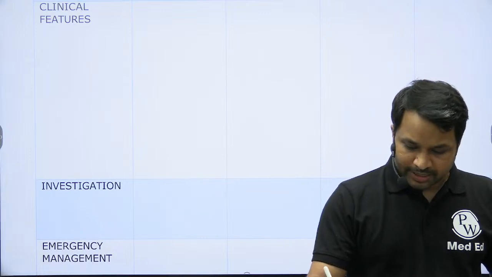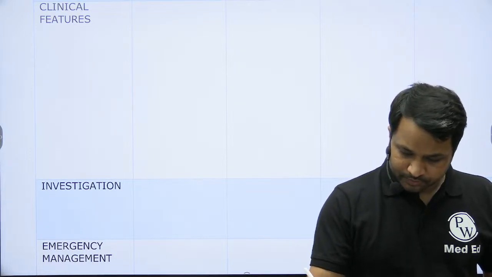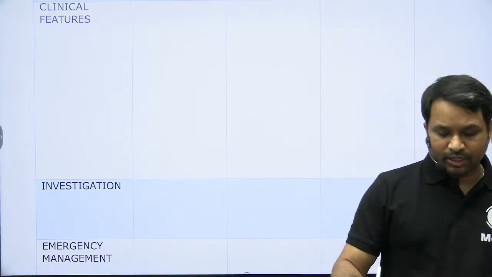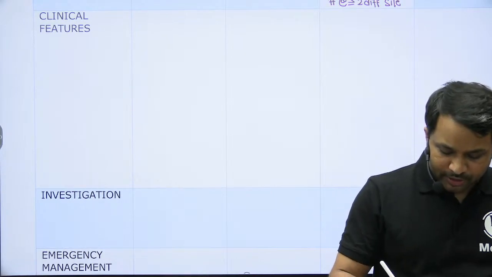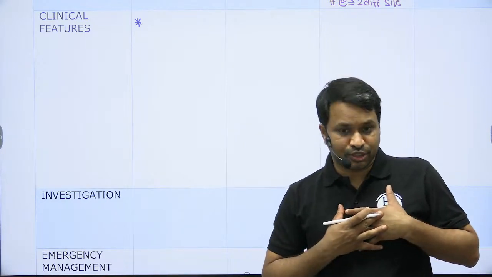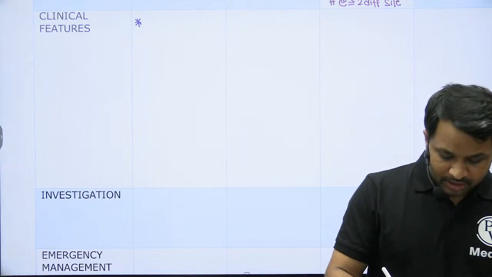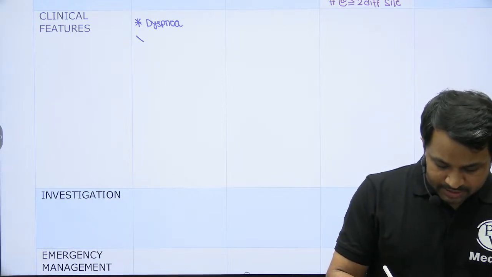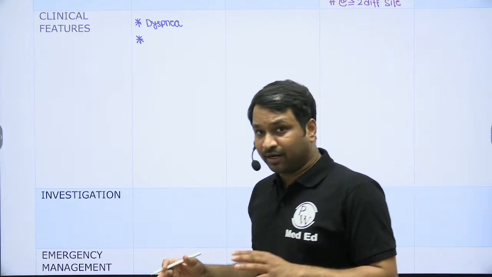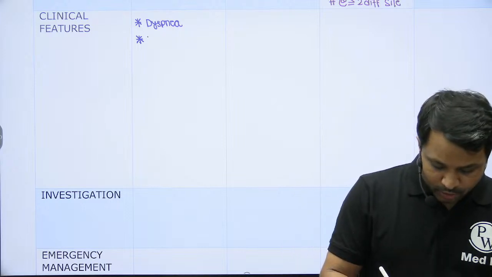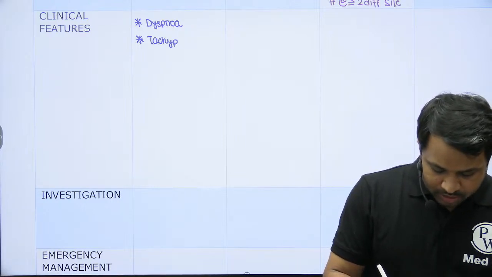So when you talk about the tension pneumothorax clinical features, the first thing the patient is going to experience, because the lung is going to get compressed, are compressive features. Now in compressive features, what is going to happen? The patient is going to have dyspnea, that is difficulty in breathing. As there is difficulty in breathing and the patient has only one functioning lung, it tries to compensate. How does it compensate? It starts breathing faster. So the patient is also going to have tachypnea.